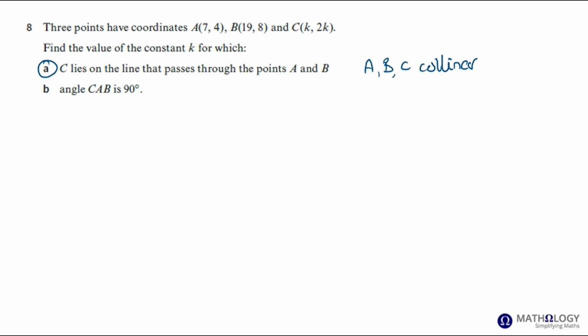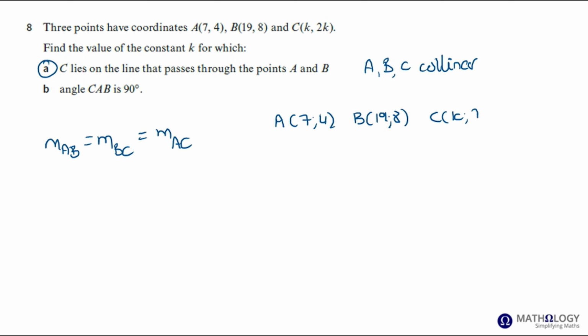If A, B, and C are collinear, that means that the gradient between any pair of points will be the same. In other words, the gradient of AB equals the gradient of BC equals the gradient of AC if A, B, and C are collinear points. So we can choose any combination here. Let's start with the gradient of AB.